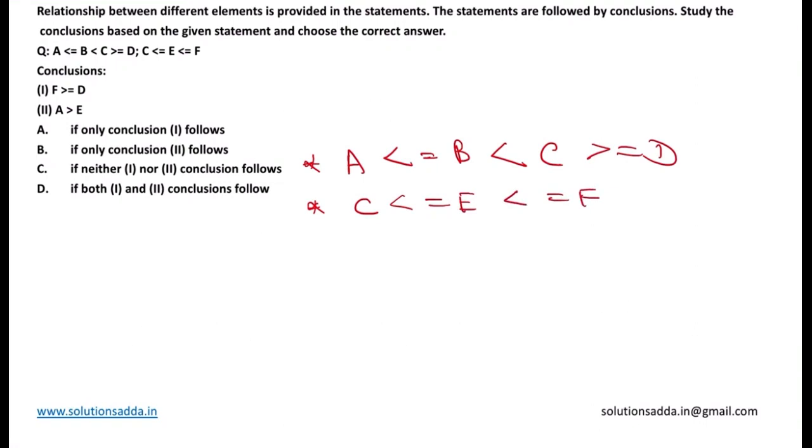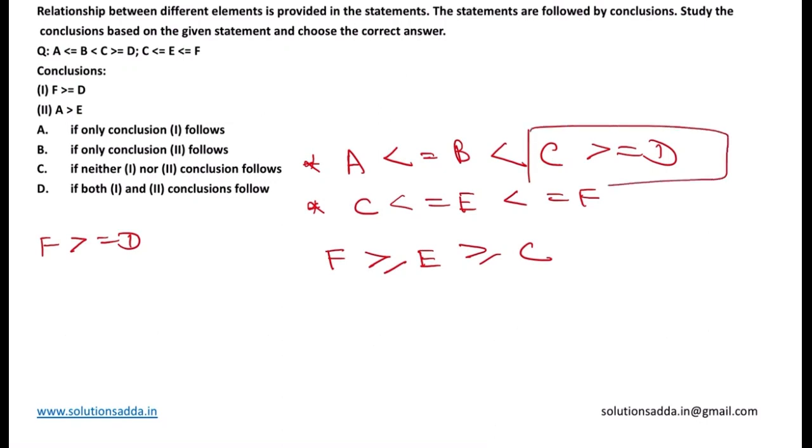Now let us check for the first conclusion, that is F greater than equal to D. So F is greater than equal to E and E is greater than equal to C from the second statement. And since C is greater than equal to D from the first statement, therefore we see that F is also greater than equal to D. Therefore conclusion 1 is following.